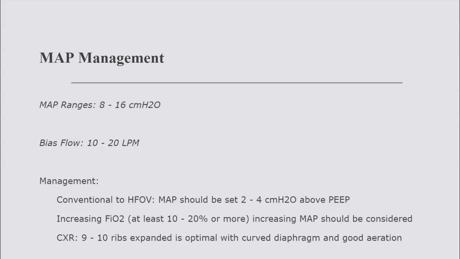Okay, let's say we are moving from conventional to a high frequency oscillator. The mean airway pressure should be 2 to 4 centimeters water pressure above the PEEP. Okay, so let's say we have a PEEP of 7. Your mean airway pressure would typically be 9 to 11. So yeah, I'd start at 10, right in the middle there.